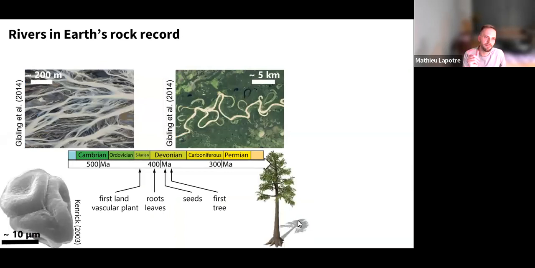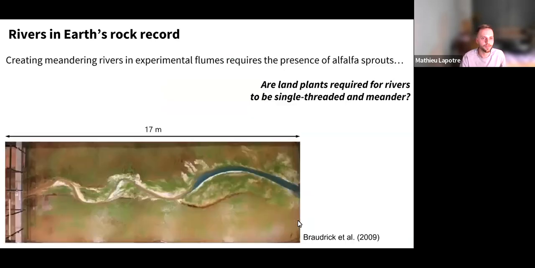And interestingly, that fuzzy boundary where meandering rivers seem to appear in the rock record roughly coincides with the advent and diversification of land plants, going from the rise of land plants to the appearance of roots and leaves, to seeds, and finally to the appearance of trees.